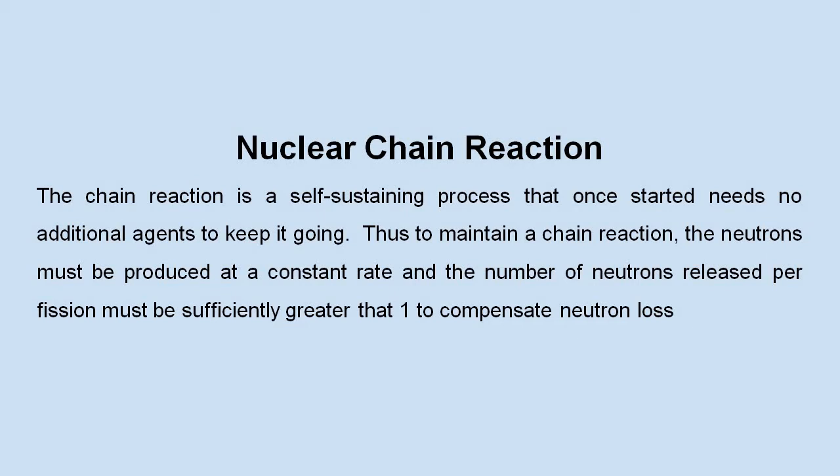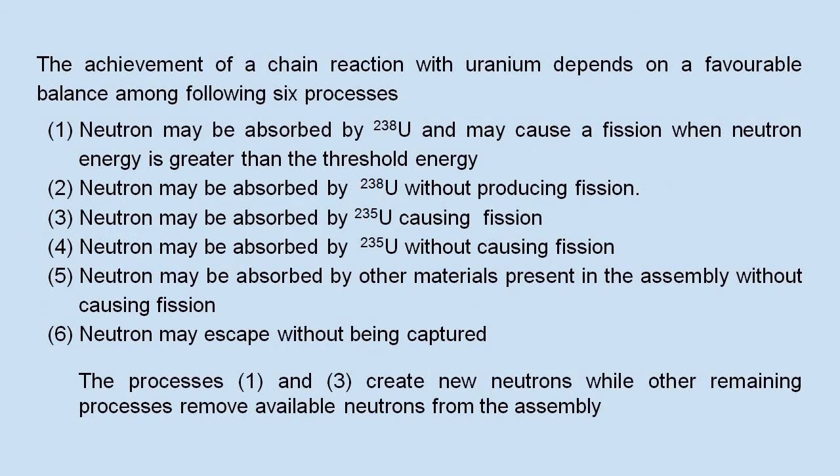Thus, to maintain a chain reaction, the neutrons must be produced at a constant rate and the number of neutrons released per fission must be sufficiently greater than 1 to compensate for neutron loss. The achievement of a chain reaction with uranium, normally uranium-235, depends on a favorable balance among the following 6 processes.